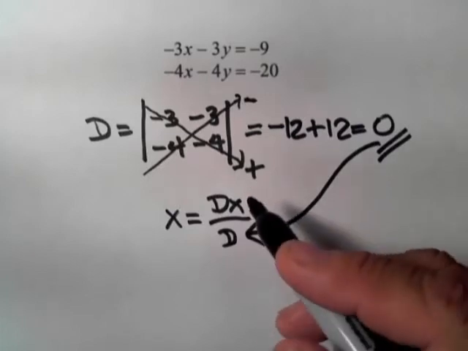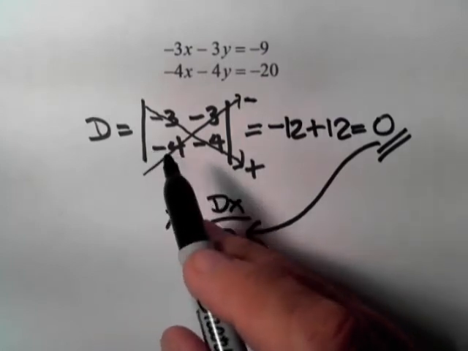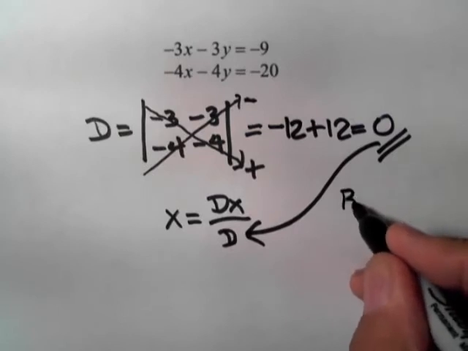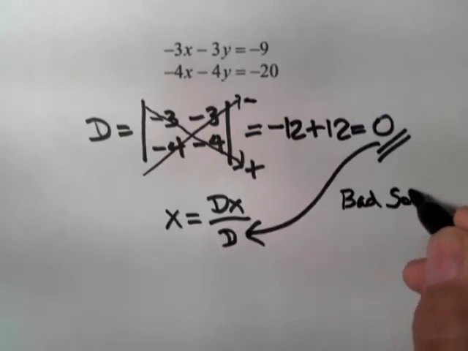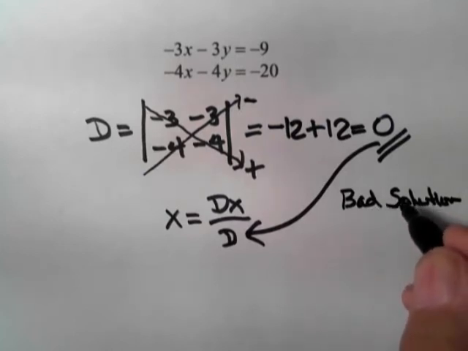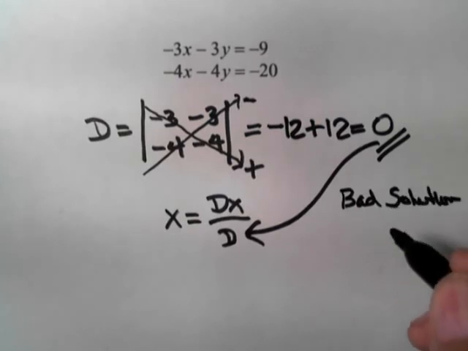So this is why we always find the D determinant first. If it happens to be 0, then we just say bad solution, which of course in effect we either have, if the lines are parallel, no solution. If they're on top of each other, infinite solutions. But anyway, you do not get a good system solution.